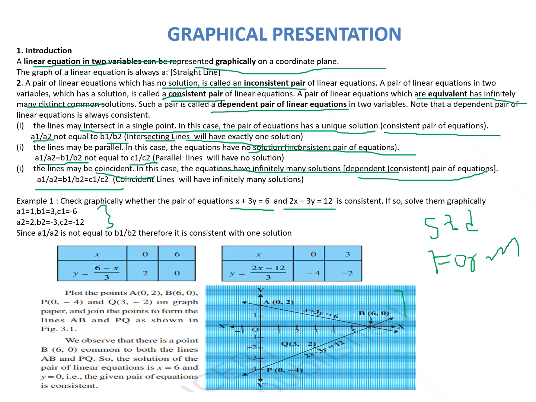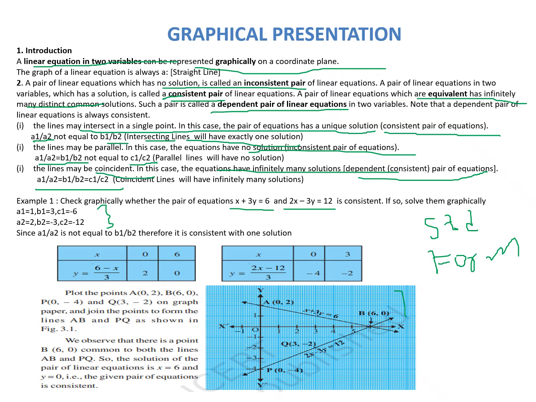Typically, we can use the value 0 for x to derive the value for y, and then use the value 0 for y to derive the value for x. This is a typical method through which we can create a set of values, and then we can plot these points on the graph. So if we look at the first equation, the points are 0 and 2, and 6 and 0.